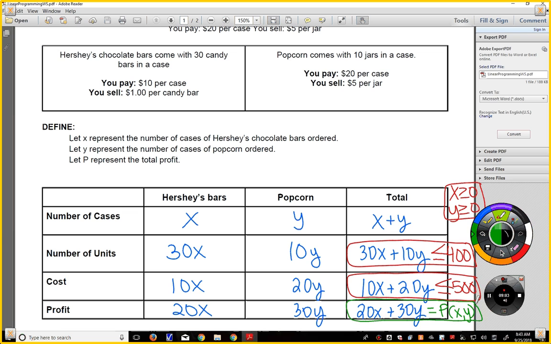Any other questions about our constraints or restrictions or profit equation or objective function? Same things, okay? All right, so now what are we going to do with this if we want to figure out how to maximize this profit equation? First, we're going to graph it, okay? The graphing part you might not think is very important.